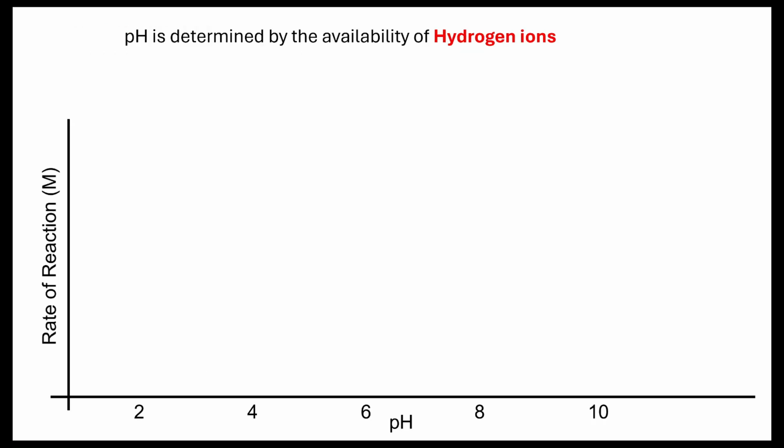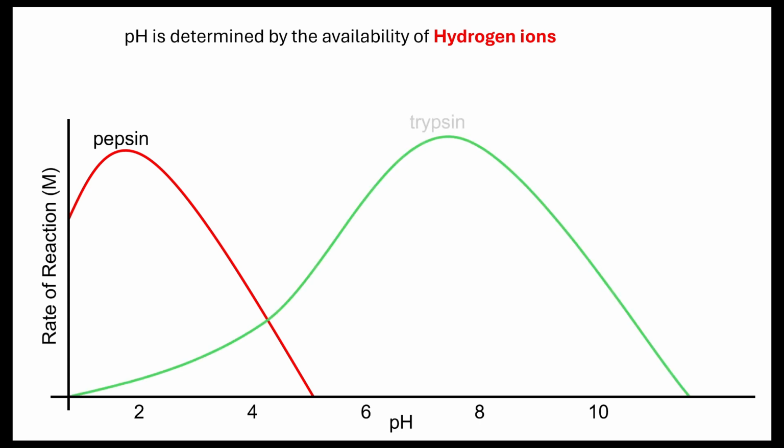And what you also have to know is how pH will have an effect. Now, pH is determined by the availability of hydrogen ions. So if we are down with a low pH, for example, pepsin is an enzyme that works in acidic conditions. Now, if we have a low pH, we have lots of hydrogen ions present. If we're at a neutral pH, like trypsin, that is where we don't have lots of hydrogen ions which are free in the solution.